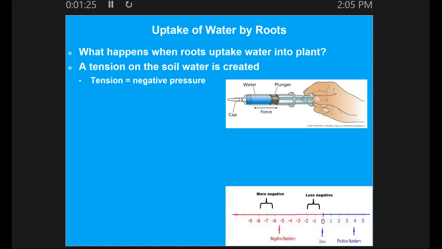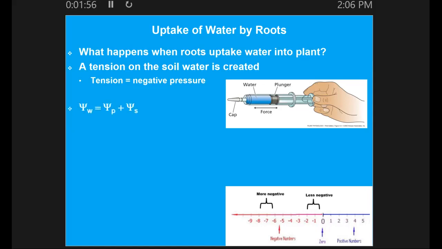Tension is negative pressure. So this idea of pulling back on a plunger filled with water is a good way to think about it. The negative scale is down in the bottom picture there, if you haven't thought about the negative scale in a while. And so understanding where it is less negative on the negative scale. When someone says it's a less negative value, they mean it's closer to 0. So -1 is certainly less negative than -8. Okay, so if you haven't thought about that for a minute, you've got to kind of refresh your brain on that.